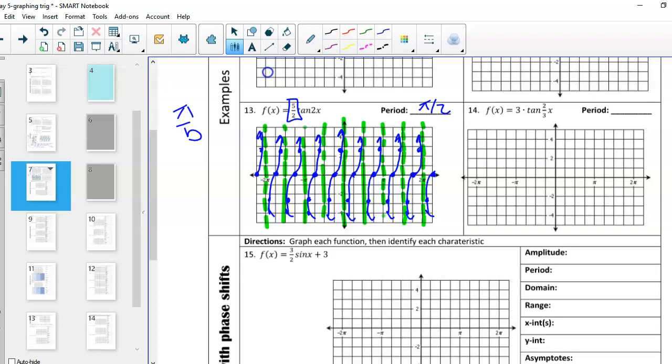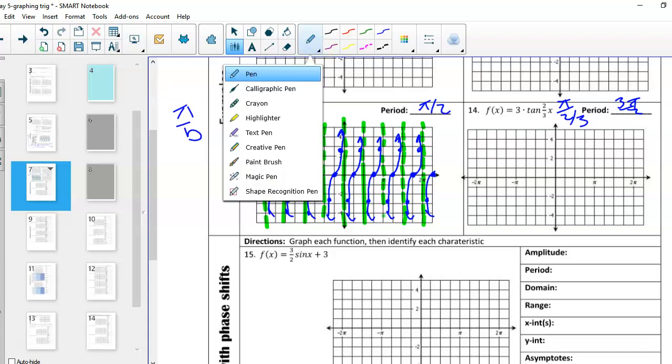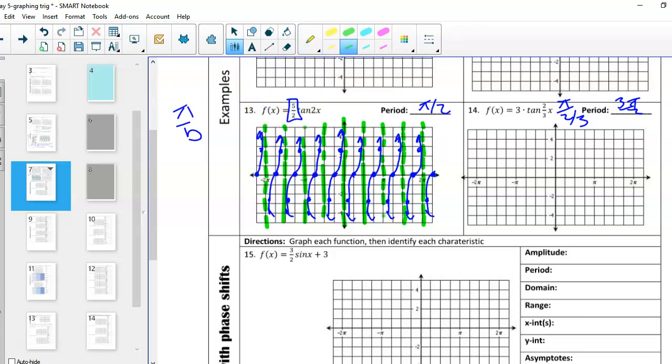Other questions on that one? We're going to do 14. Now that one I did do a table because of this period change. Because we end up with pi over 2/3, so 3 pi over 2. Which really means I'm going to have 3 pi over 4 positive and 3 pi over 4 negative of asymptotes.